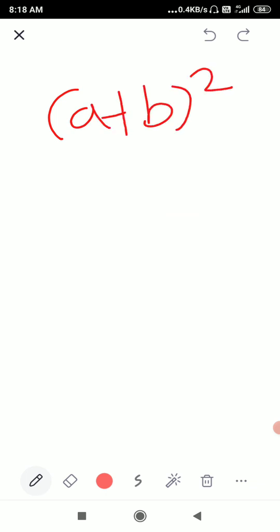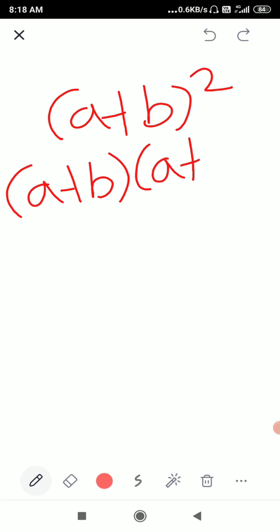So first one is here, a plus b bracket square. Now by this algebraic expression you can multiply and you can get the formulas which we use directly. Now a plus b into a plus b, this is a plus b bracket square. So you can multiply and you will get the formula here.